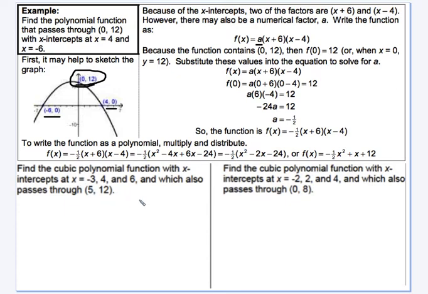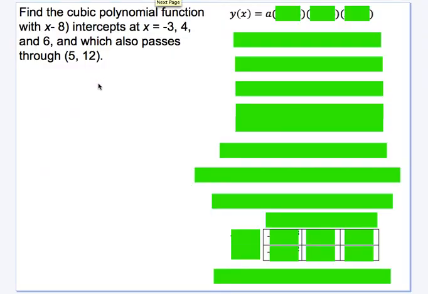Okay, and then in your notes you have two examples. I will go through step by step with the first example. The second one I'll get you started, and you'll have to go from there. All right, so find a cubic polynomial function with, hold on.